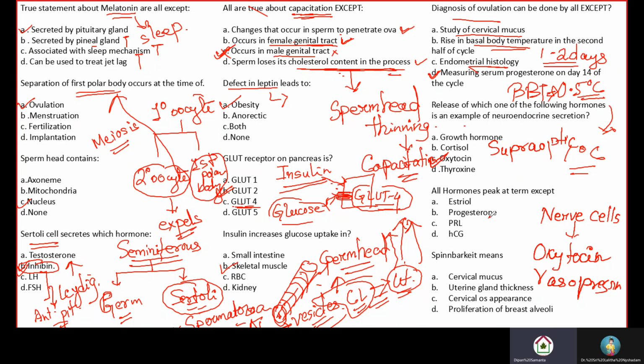At term, when the baby is about to be delivered, estradiol is at the peak level. Progesterone also peaks at term. Again, prolactin also. But HCG peaks during the first trimester. Another hormone that is at the peak level during the first trimester is relaxin.